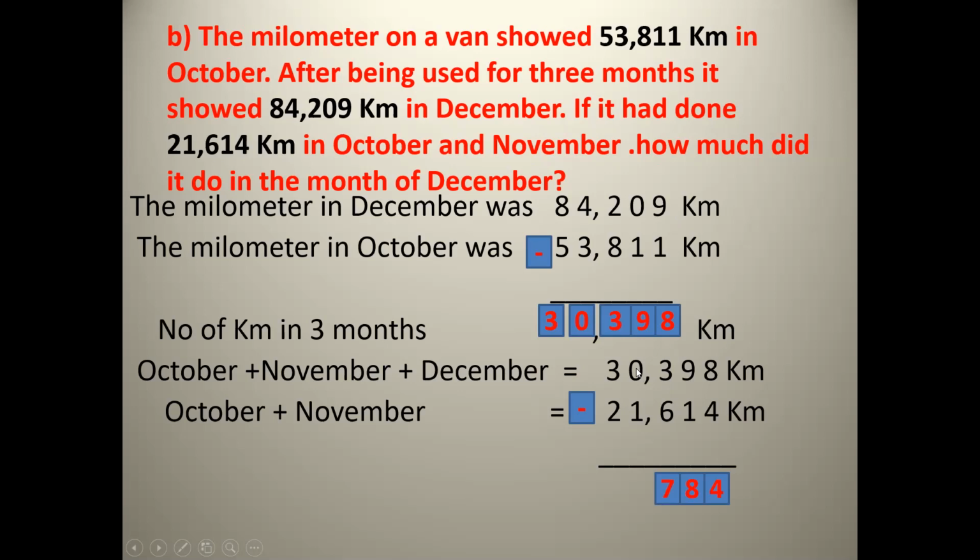Now 1 from 9, it will be 8. 2 from 2, it is 0. You can also write 0, or if you didn't write, no problem, because there is no value of 0 on the left side. So this is the number of kilometers in December, okay?